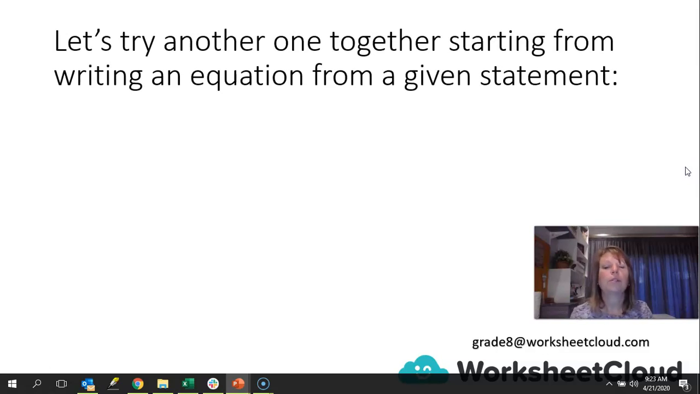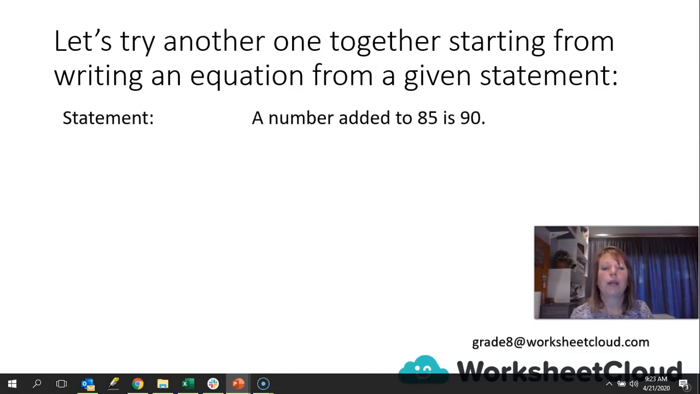Right, let's look at another one together. This time we're going to be starting from a given statement, in other words, a word statement. The statement is: a number added to 85 is 90. We now need to make up an equation from that. And there's your equation: x plus 85 is equal to 90.